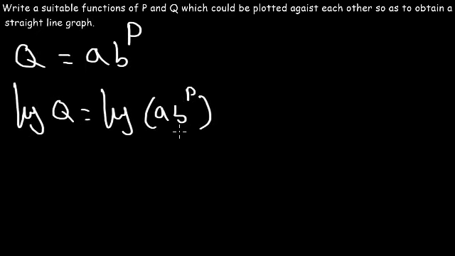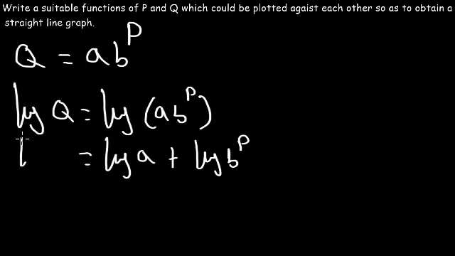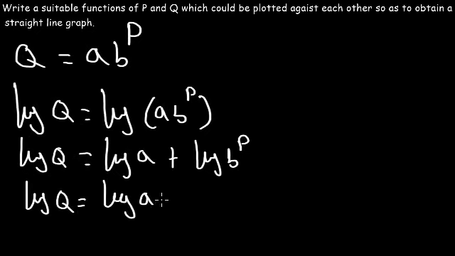Now, unlike before, let's try to split this. The log of two quantities multiplying themselves is typically the log of the sum of the individual quantities, b to the power of p. Now, let's use the index rule. So that will come to the front. So that will be the log of p or log of q equals log of a plus p multiplied by log of b.